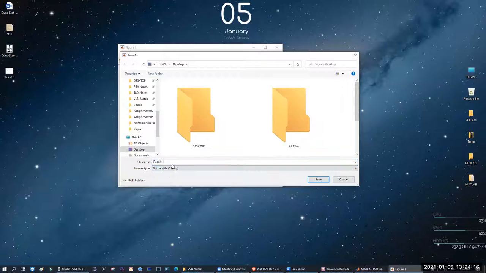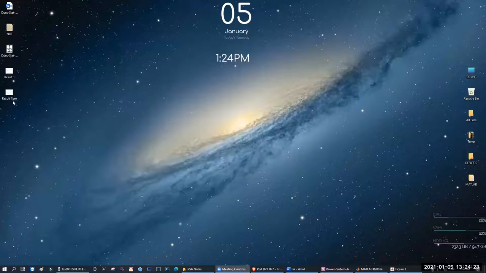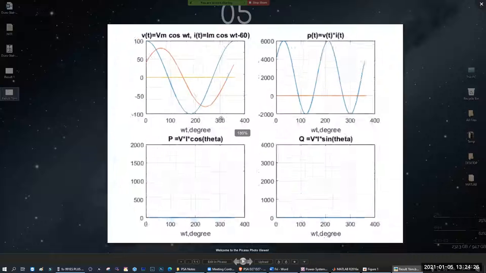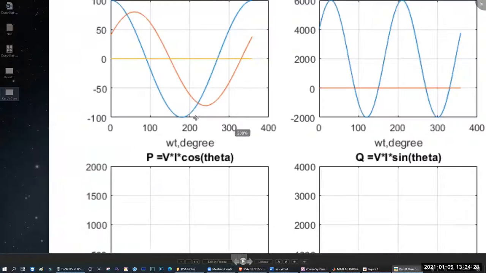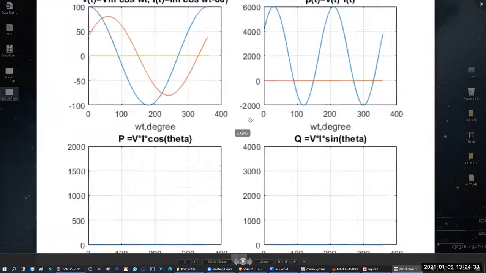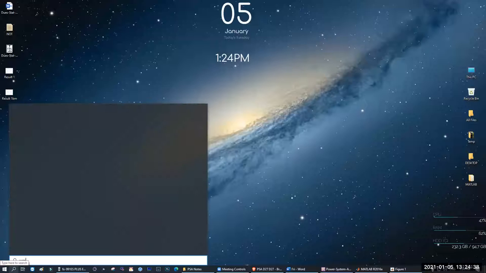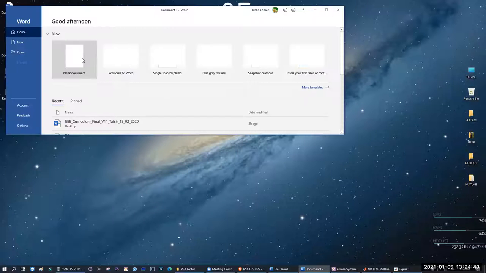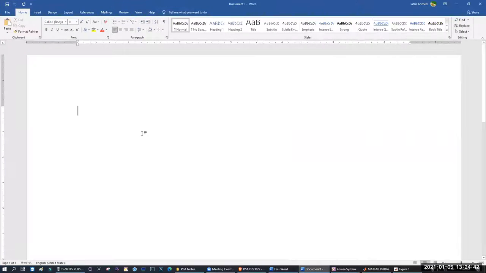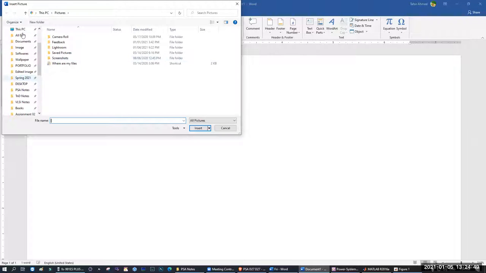In bitmap. You will see a bitmap has come. This bitmap, the resolution is good, right? Yes, sir. Resolution is better than the previous one. This one is good. Now, see how good the bitmap file is. If you go to the Word file, if you write a report, let's say result, you want to put the document here. So go and insert that bitmap file.